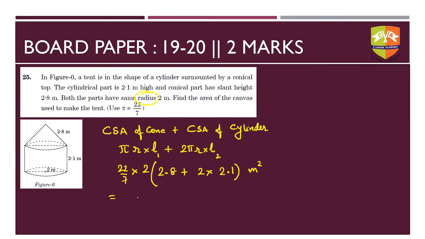So this is 44 upon 7 into 2 into 2.1, which is 4.2. 4.2 into 2 plus 2.8 is 7. Right? Meter square. So you got the answer, 44 meter square. Okay. Right? So far, so good. All are easy. No headache so far.